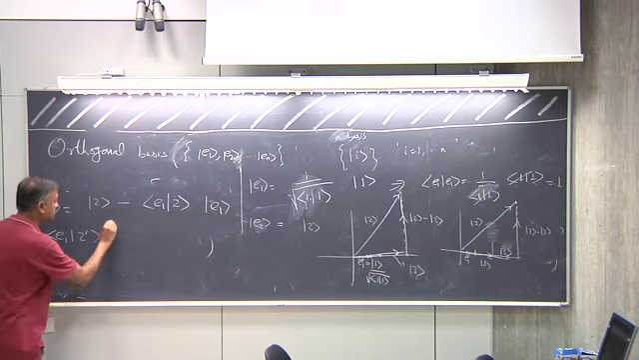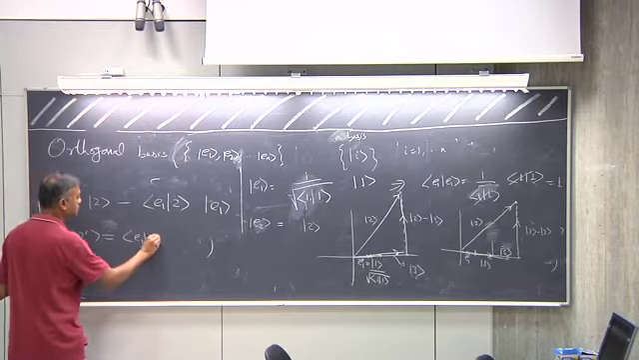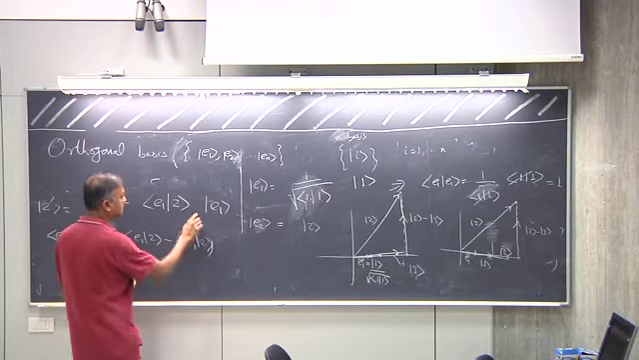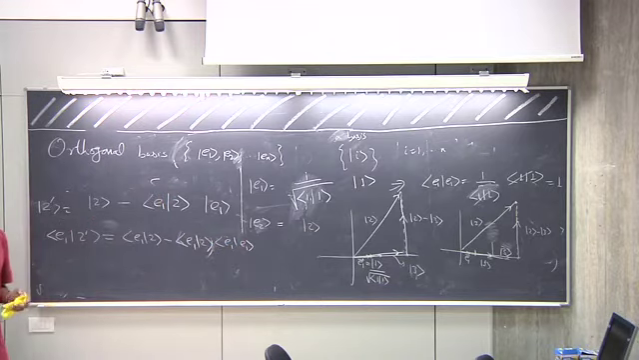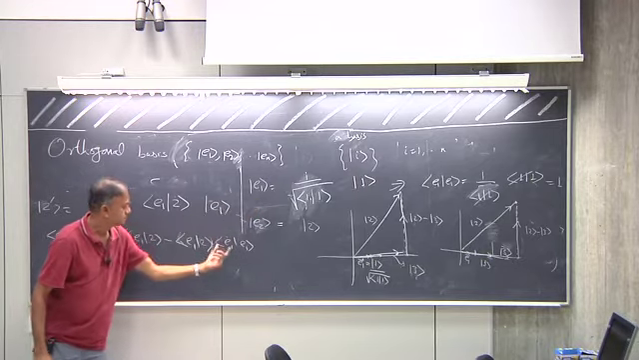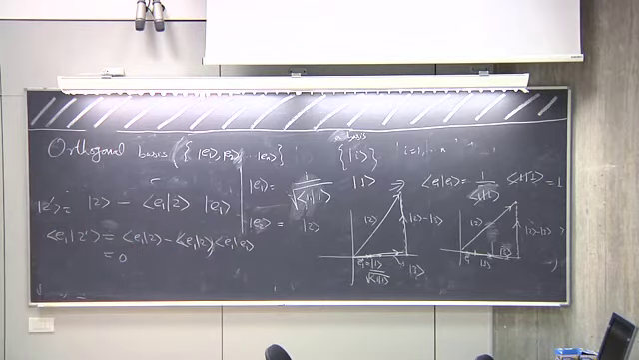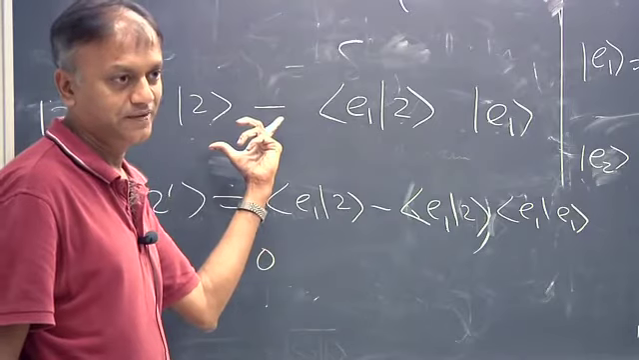So let's do that. So what is this? Well, 2 prime is that. So this is the same as E1 with 2 minus, this is just a number. I'm just using linearity. E1, 2, and then E1 with E1. But this guy is 1, that I have already arranged. E1 with E1 is 1. Right? So this cancels. So you get 0. Okay? So we have shown that this vector 2 prime is indeed orthogonal to E1. The only thing which we still have not arranged is to make this length equal to 1. But that is simple.